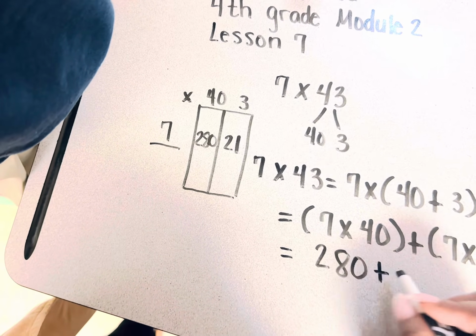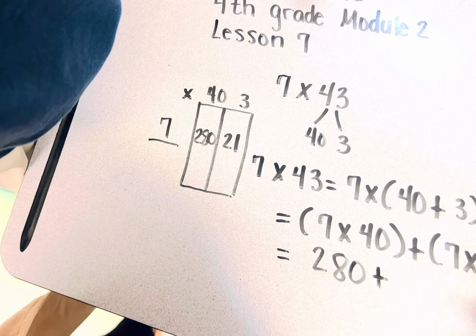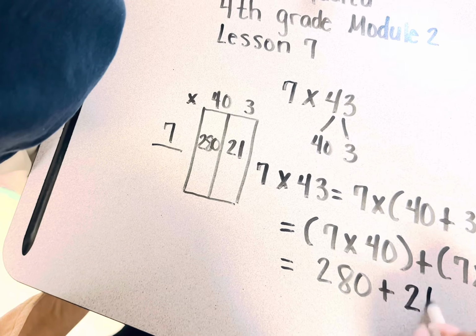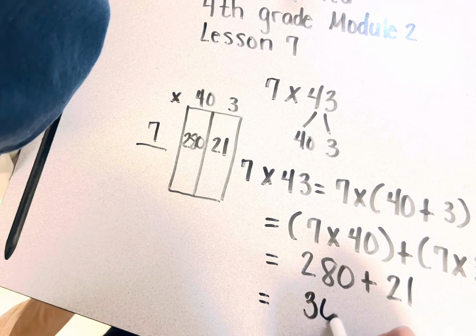And then we're going to add, and we're going to go to our ones place. 7 times 3 gave me 21. And then when we add these together, it gives us a total of 301.